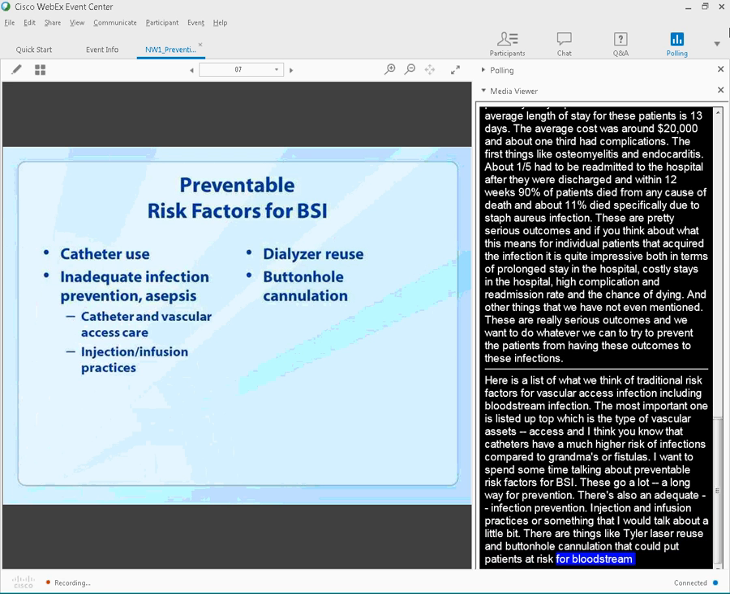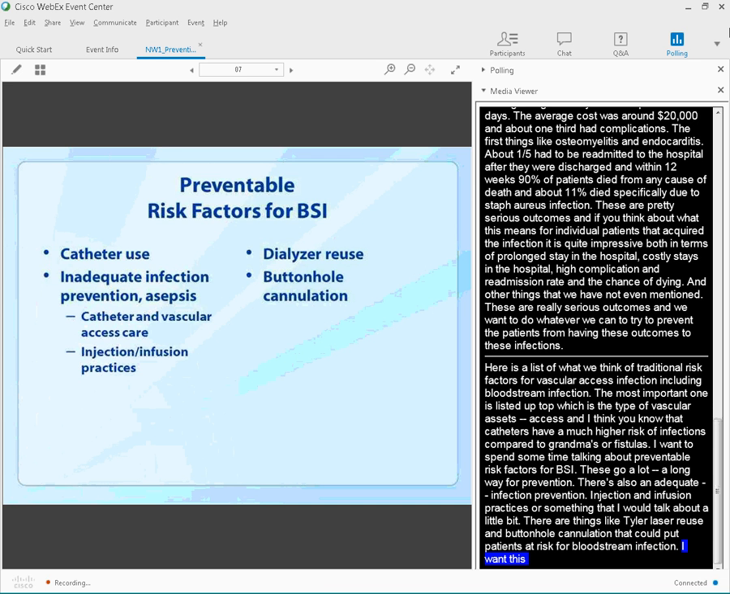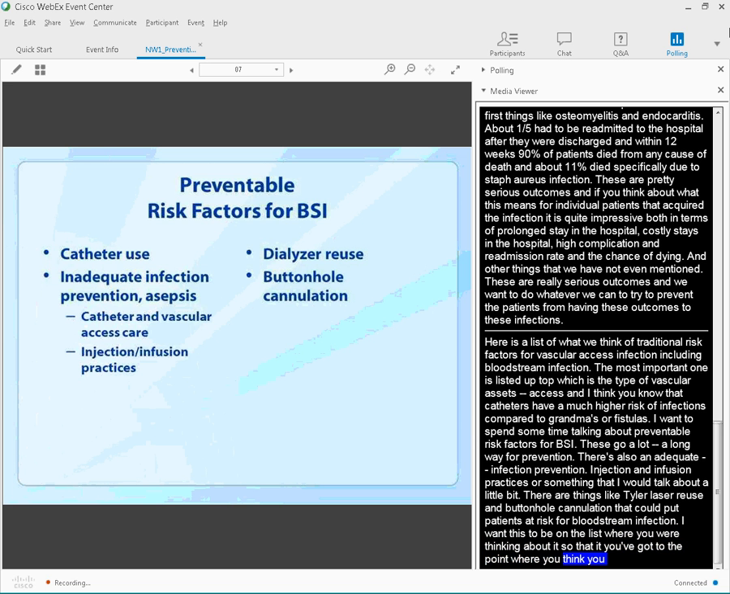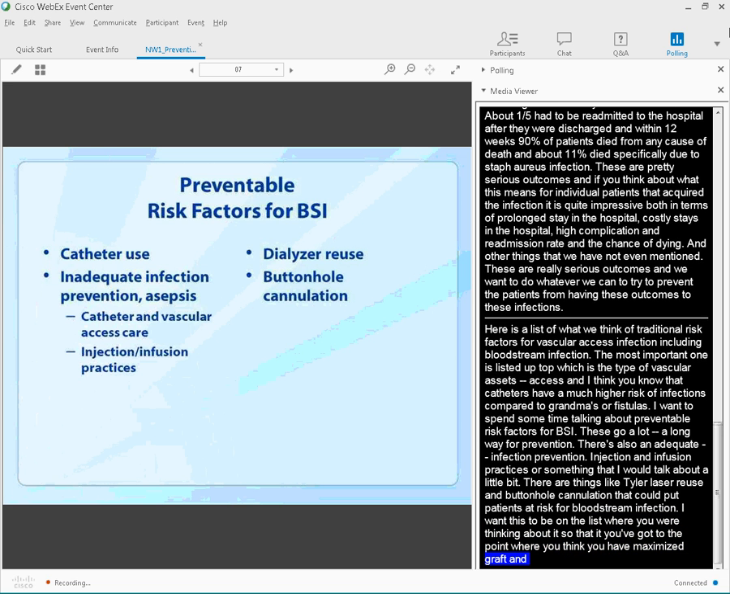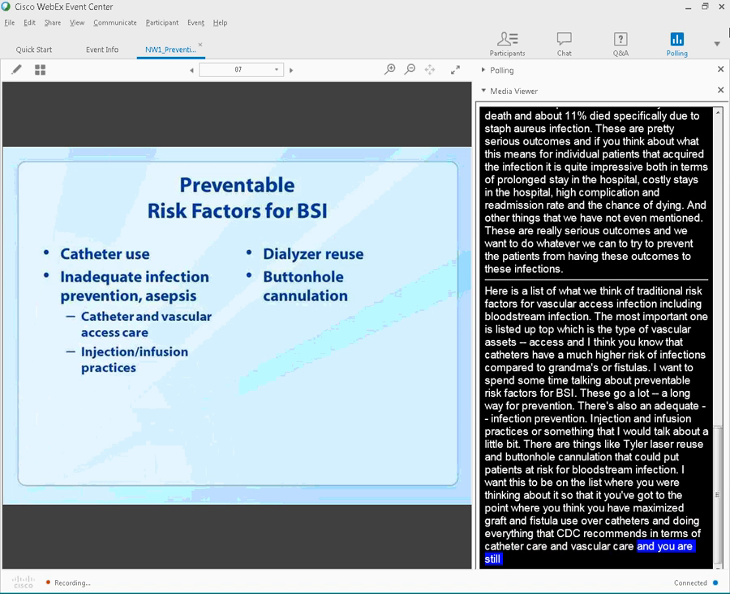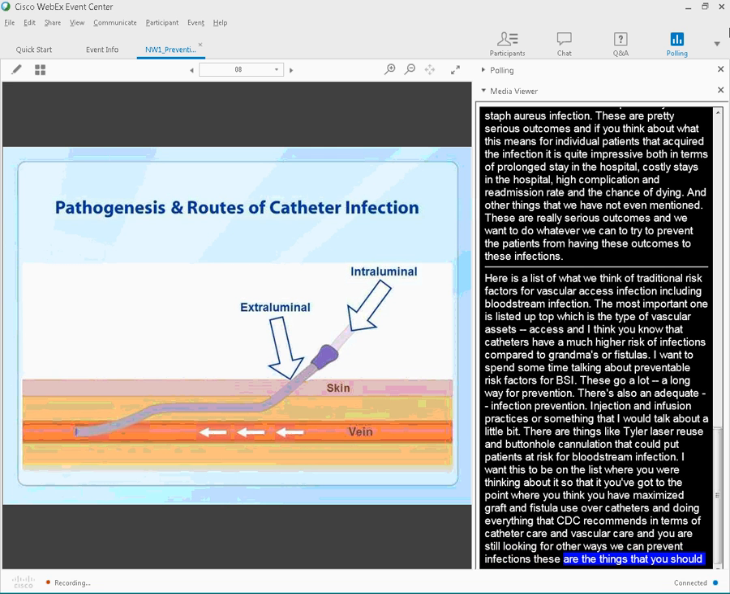So, if you've gotten to the point where you feel like you've really maximized everything that you can do in terms of maximizing fistula graft use over catheters, reducing your catheters, improving your infection prevention practices, doing everything that CDC recommends in terms of catheter care and vascular access care, and you're still looking for other ways where you can prevent infections, these are two that you should think about as potential risk factors: dialyzer reuse and buttonhole cannulation.